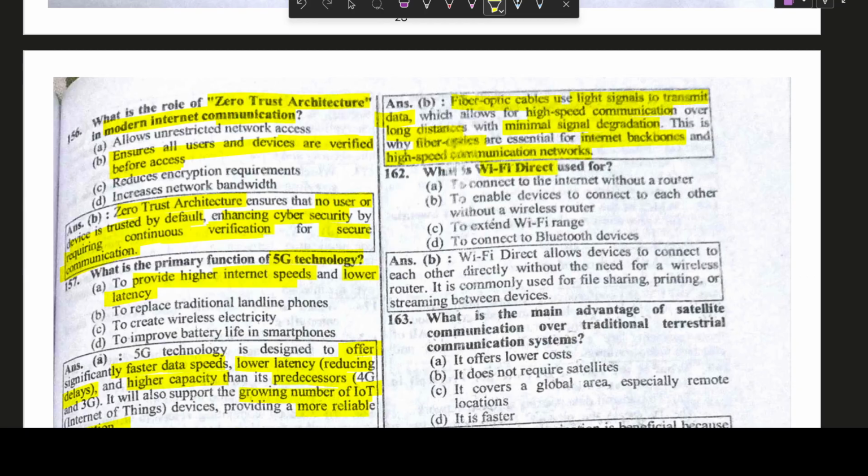What is Wi-Fi Direct used for? So it is used to enable devices to connect to each other without a wireless router. Wi-Fi Direct allows devices to connect to each other directly without the need for a wireless router. It is commonly used for file sharing, printing, and streaming between devices.